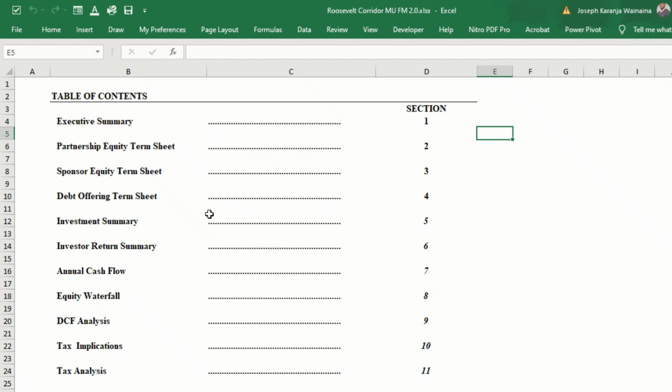Hello everyone. This is a breakdown of a model that I created to underwrite multifamily projects. So here we do have the contents in the model. We do have the executive summary all the way to the tax analysis. And I wanted to give you a short description of each and every tab so that now at least you can see the kind of model that I usually use to underwrite multifamily development projects.